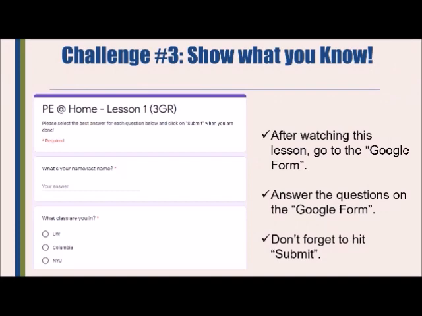Show what you know. So just like lesson number 1, there was a Google form attached to the lesson. So after watching this lesson, go to the Google form. Answer the questions on the Google form. And don't forget to hit submit. After you complete this challenge, then I dare you to try the bonus challenge. So after you have completed the Google form, that means that you're ready to go on to the bonus challenge.